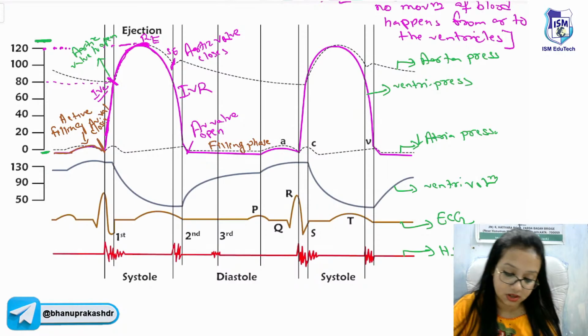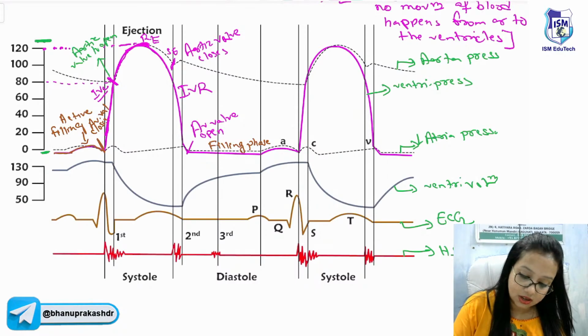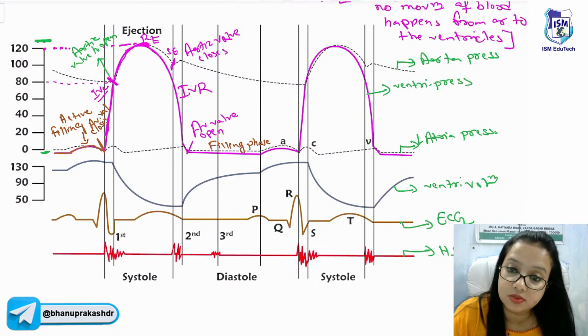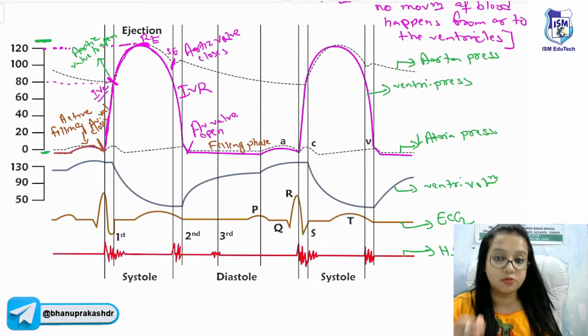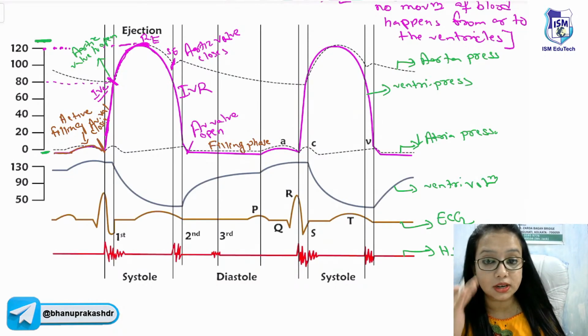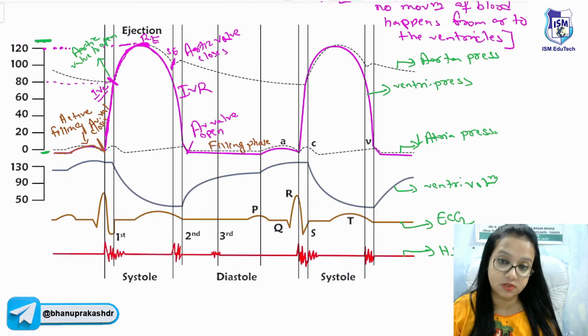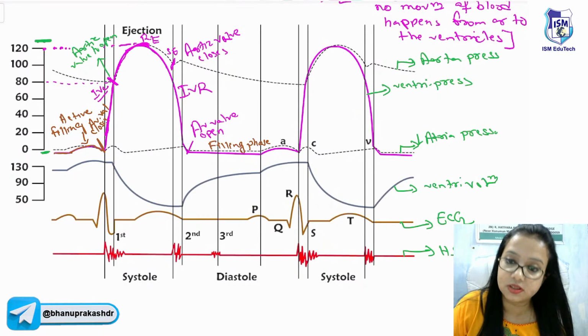I repeat very quickly. First is the active filling. Then this one causes the AV valve to close. Then there is an isovolumetric contraction, opening of the aortic valve, rapid ejection, slow ejection, closing of the aortic valve. Closing of the aortic valve is followed by the isovolumetric relaxation. Then again filling of the ventricle after opening of the AV valve.